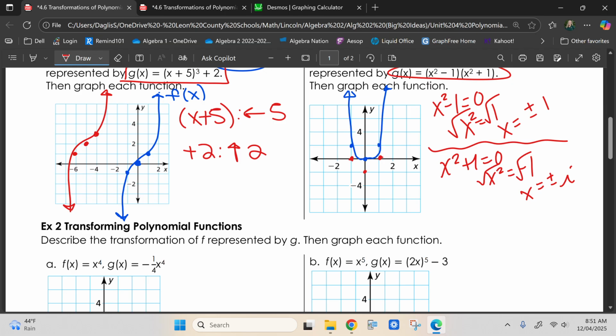So this is my new quartic. That would be our g function. Like that. So it doesn't follow the traditional transformations in a sense, and that's because of the x squares inside of my parentheses.